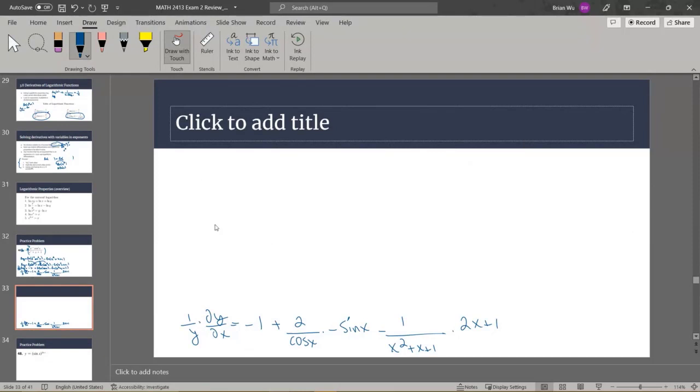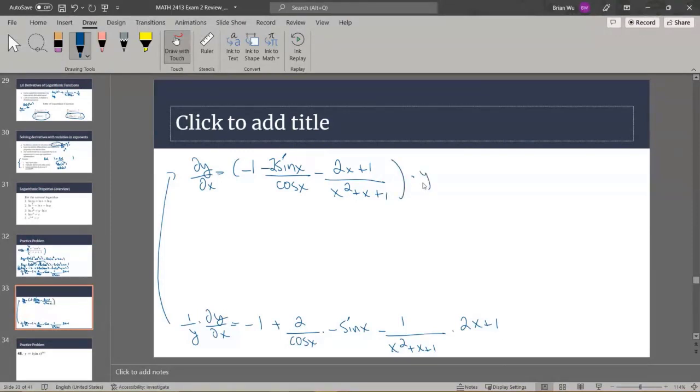Okay, and once we get to here, we want to isolate dy over dx. So let's go here. And we're going to multiply y then, right? So dy over dx is equal to all of the side. Oh, I'll combine those actually. You get minus sine of x divided by cosine x, and that's minus 2x plus 1 over x squared plus x plus 1. And this is all multiplied by y.